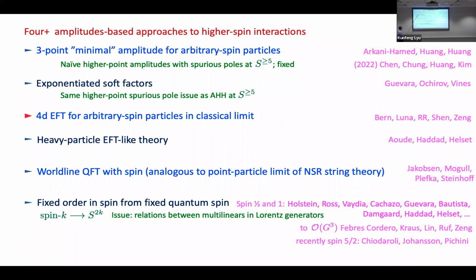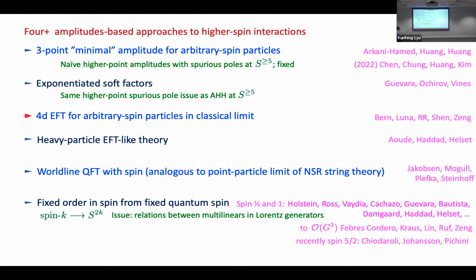There's another approach called exponentiated form factor. It's very closely related. So the idea is that scattering amplitudes have a very nice feature that when you take one massless particle to be very soft, they factorize into something that's universal and something that's not. The stuff that's universal can be resummed into an exponential, and that's what these people did. They made a guess for what that is. It sort of matches that. It has the same problem as these.